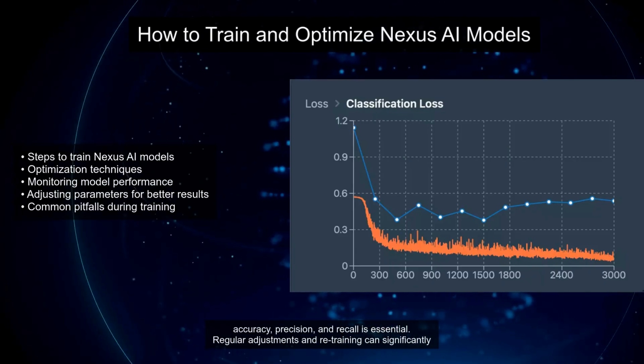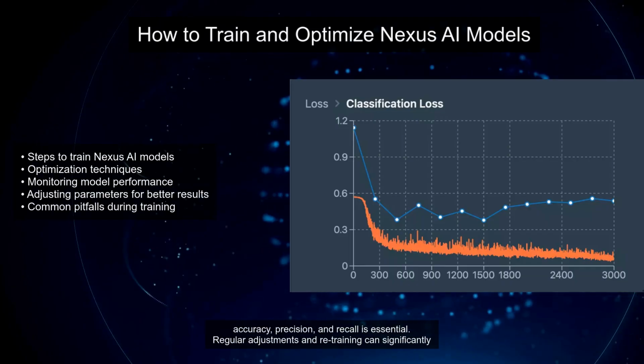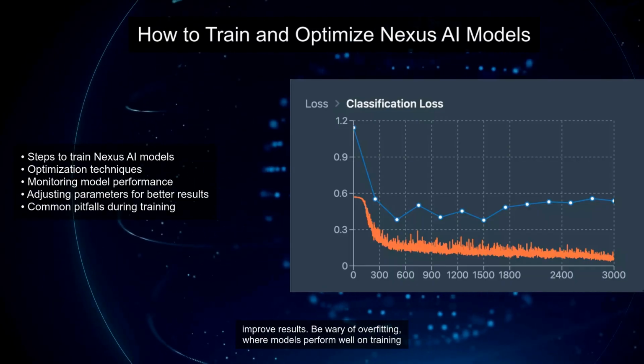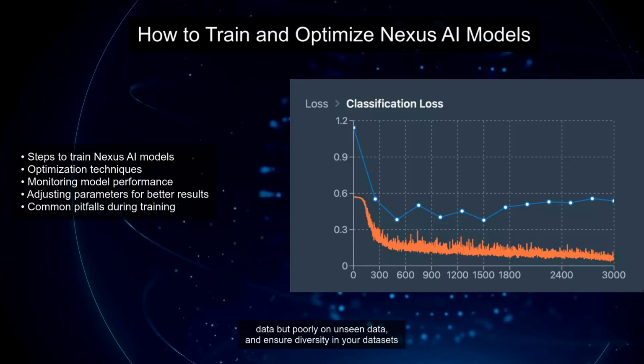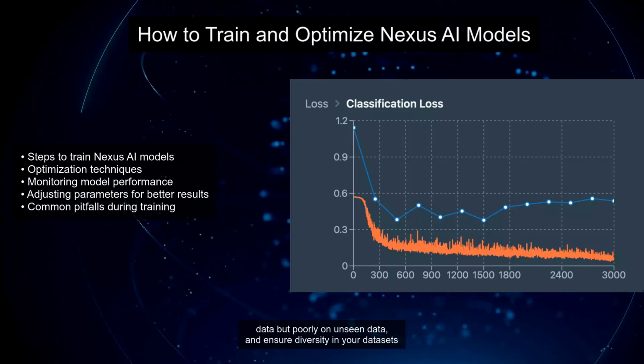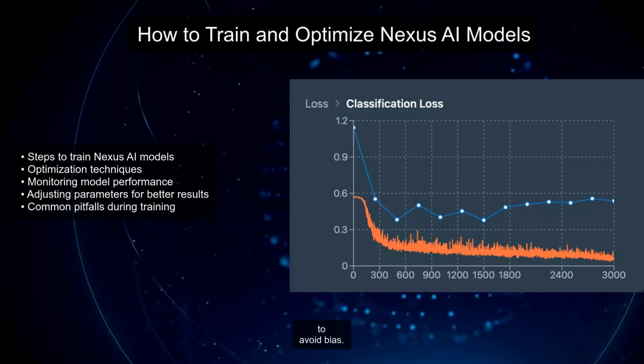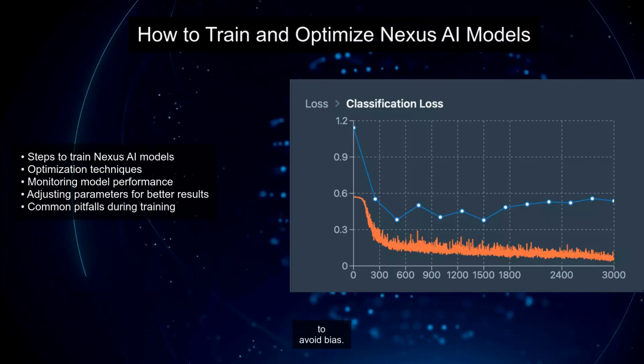Monitoring performance through metrics such as accuracy, precision, and recall is essential. Regular adjustments and retraining can significantly improve results. Be wary of overfitting, where models perform well on training data but poorly on unseen data, and ensure diversity in your datasets to avoid bias.